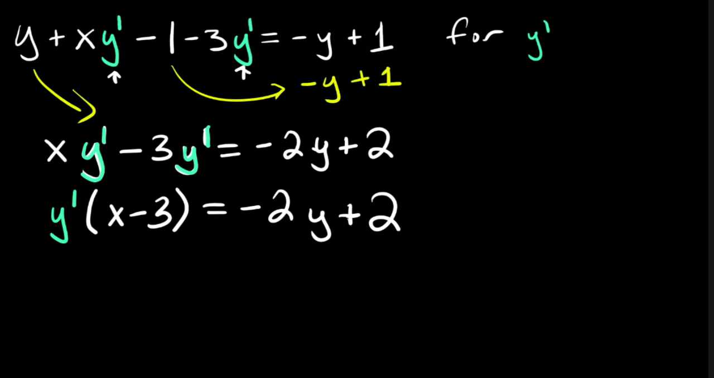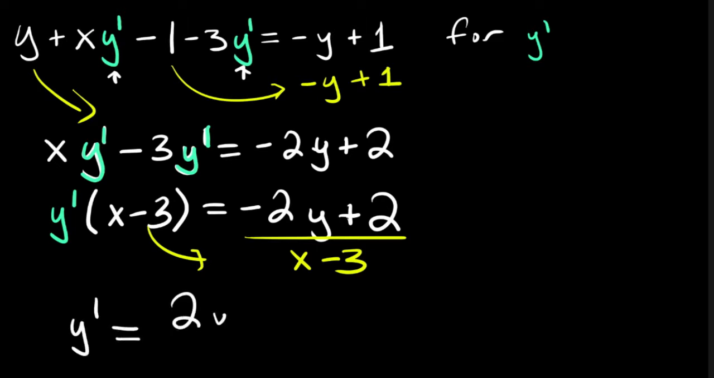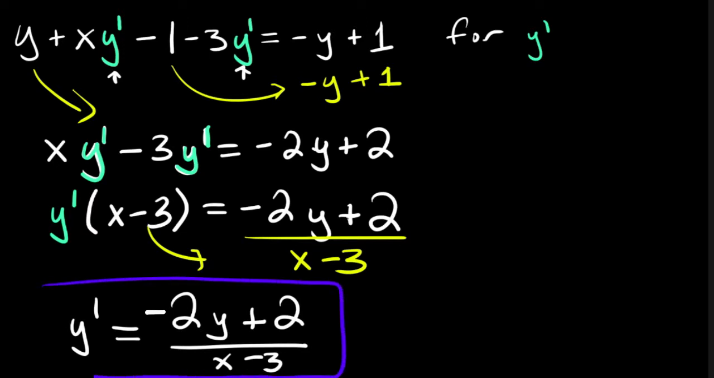And so then I can just divide by x minus 3 to move this guy over. And so in the end I get that y prime is equal to 2y plus 2 over x minus 3. And that's it.